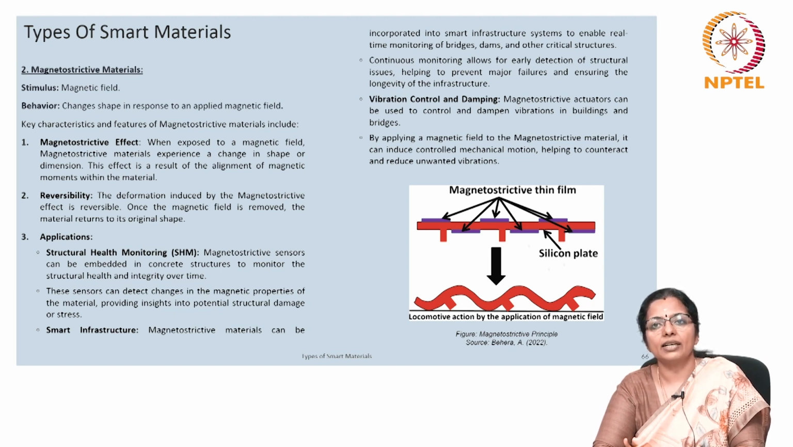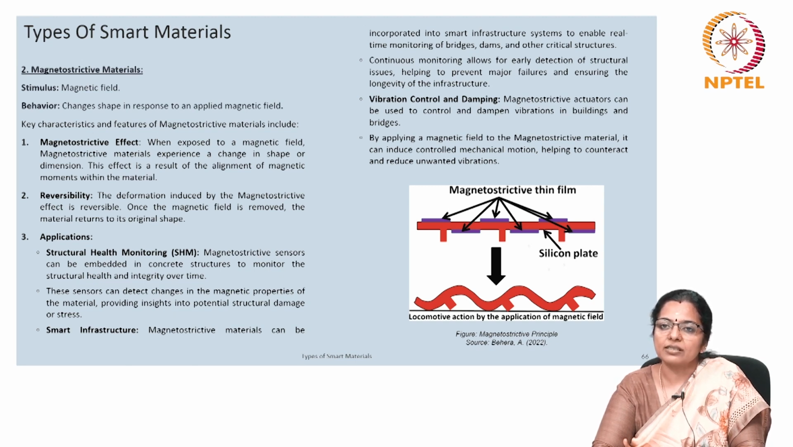Next is smart infrastructure. Magnetostrictive materials can be incorporated into smart infrastructure systems to enable real-time monitoring of bridges, dams, and other critical structures. Continuous monitoring allows for early detection of structural issues, helping to prevent major failures and ensuring the longevity of the infrastructure.